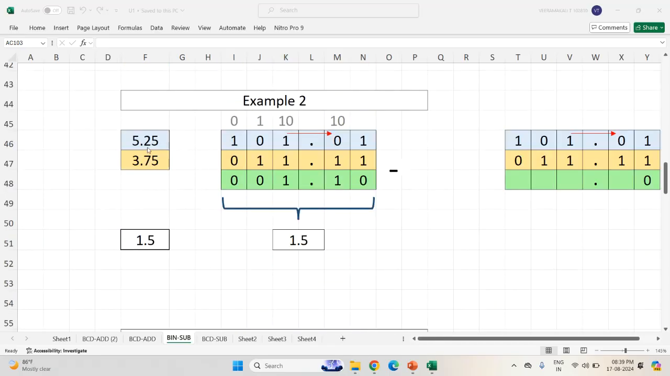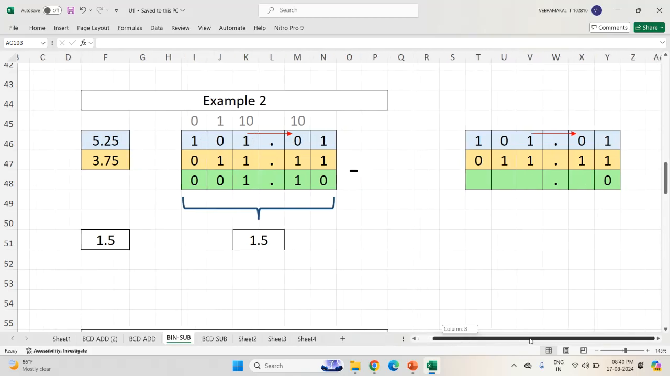I can take this value because we can do the borrow operation from whole part to the fractional part. 1 minus 1, 0. 0 minus 1 cannot happen. So I can borrow 1 from the left hand side. So this value becomes 0. So I can explain in another place. This is a simple one, but you need some understanding. So I can do this in another place.